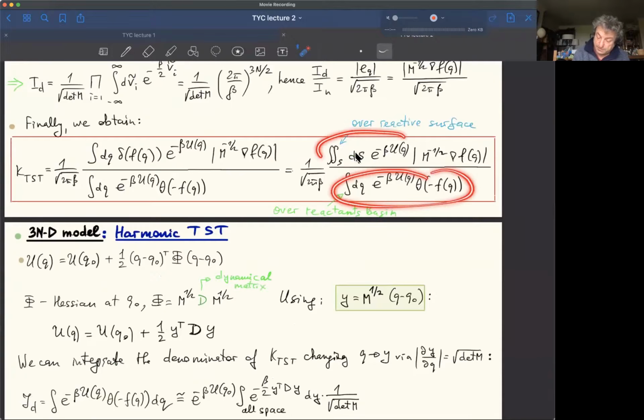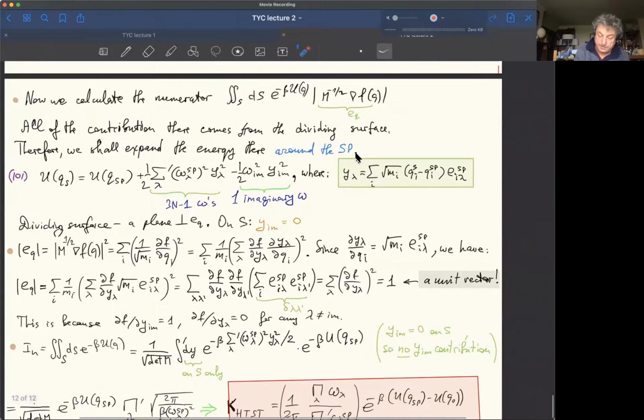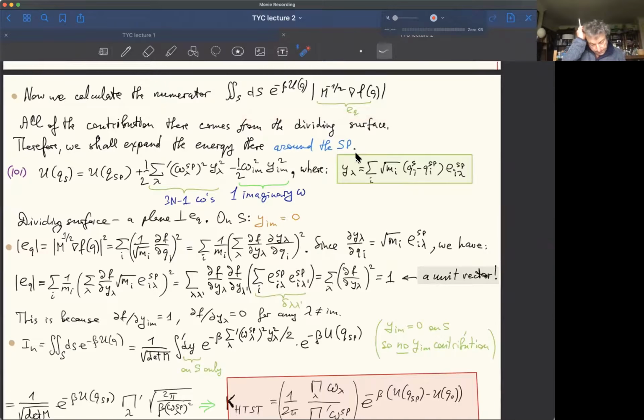Now we have to do this integral in the numerator. The numerator integral is performed over the dividing surface, but we can use the same trick. When we go over the dividing surface, we can expand the potential energy only around the saddle point, because the potential energy comes in an exponent, and as you go away from the saddle point, that term would go quickly to zero. So only terms in the vicinity of the saddle point would contribute, only in the vicinity here.